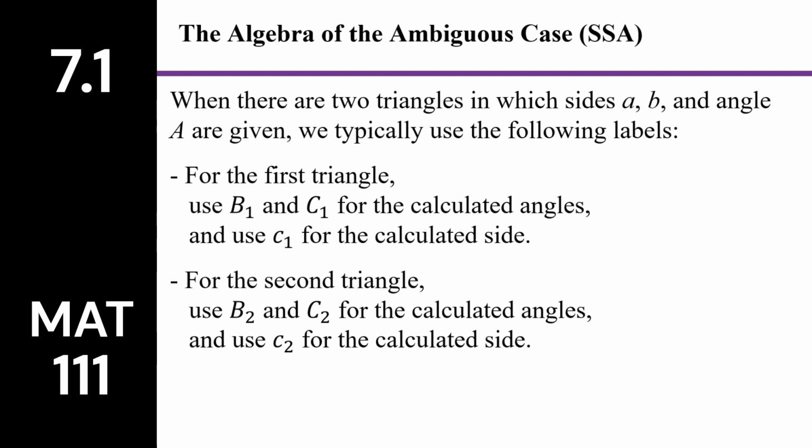When the ambiguous case leads to two valid triangles, we use subscripts of 1 for the values of the first triangle and subscripts of 2 for the values of the second triangle.